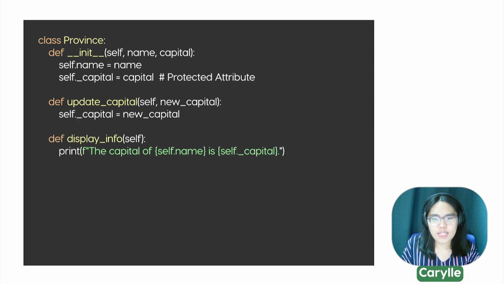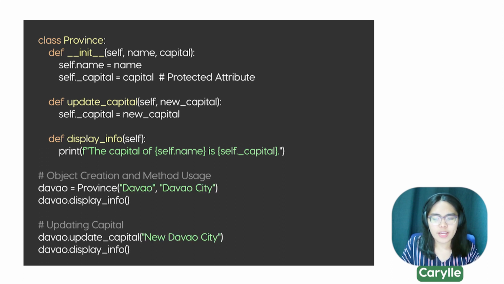Here's another revised method. This is similar to the display info method we discussed before in the context of classes and objects, although it is now a private method instead of a public one since it calls on a private attribute. It still prints out the province's name and capital. Creating an object and calling methods are actions we discussed before. Here, we create an object Davao of the revised province class and call the new private methods.